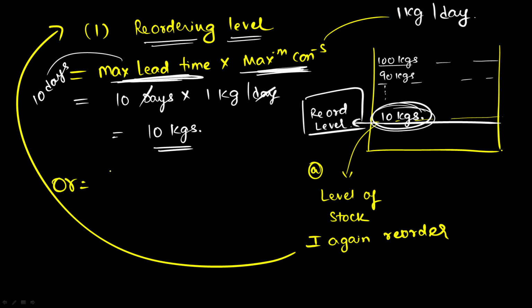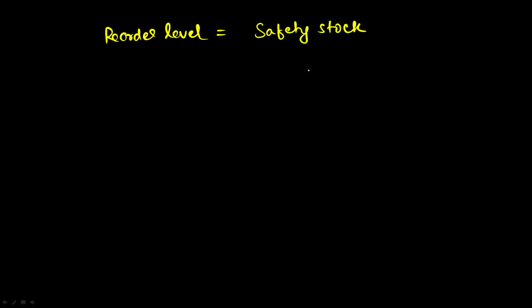It can also be found out by safety stock plus lead time consumption. I'll also explain this. Reorder level can be found out by safety stock plus lead time consumption.